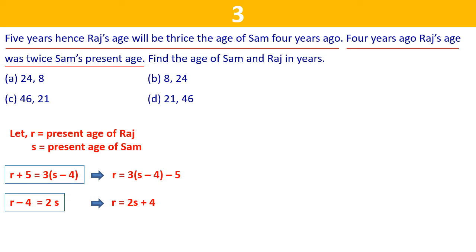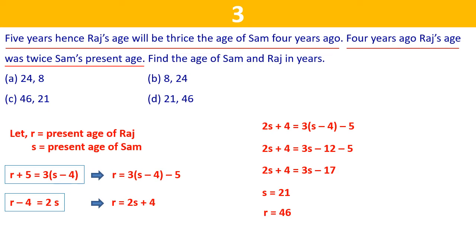Now what we see in both these equations, the left hand side is equal, R. So we can equate their right hand side. So 3 into S minus 4 minus 5 is equal to 2S plus 4. Solving this, we get the value of S as 21. That is the present age of Sam. So if present age of Sam is 21, you can put this value of 21 in this equation. So 21 into 2 will be 42 plus 4 will be the age of Raj, that is equal to 46 years. So the option is D.